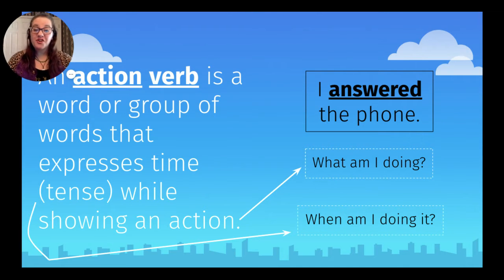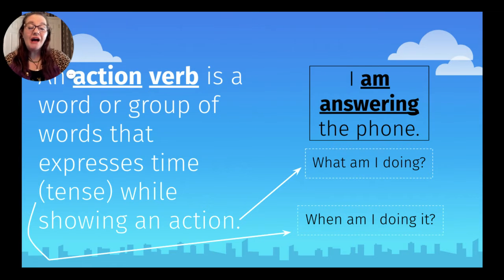So an action verb is a word or group of words that expresses time or tense while showing an action. So in the sentence, I answered the phone, the action is what I am doing, which in this sentence is answered. That's my action. And the tense, when I am doing it, well, we've got that ed ending. We know it's past tense. I answered the phone. I did it before now.